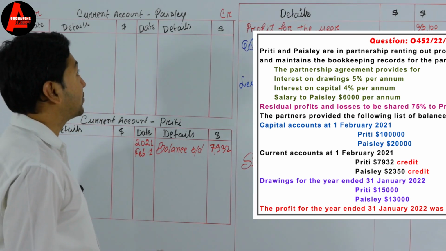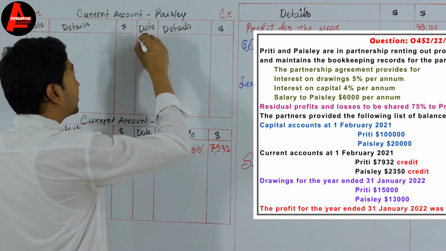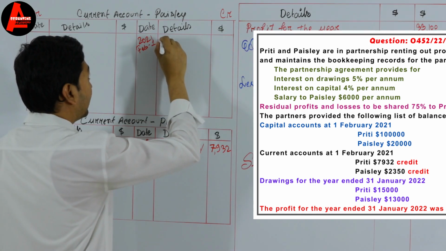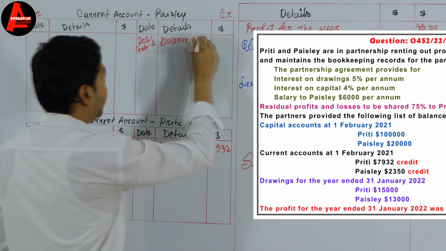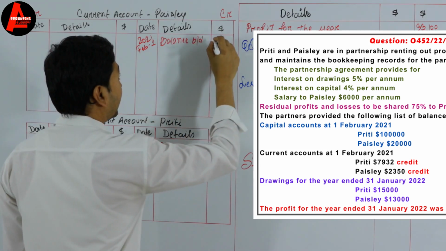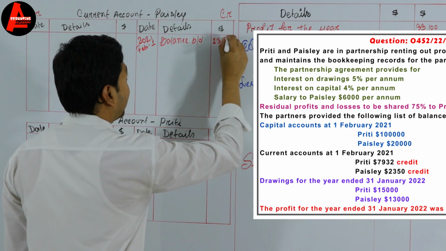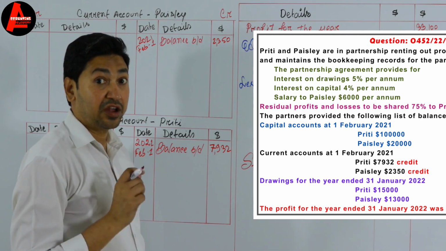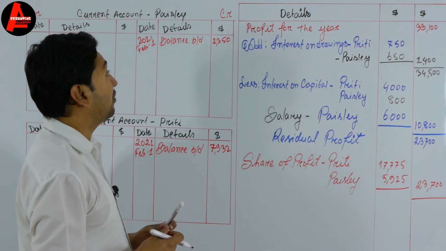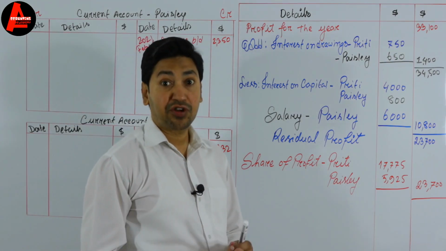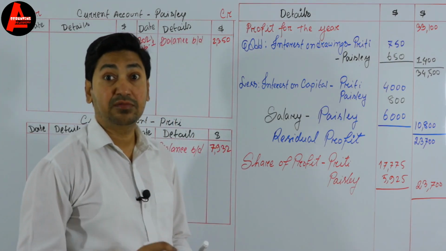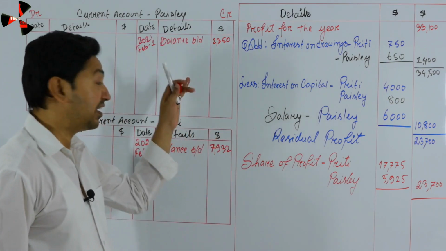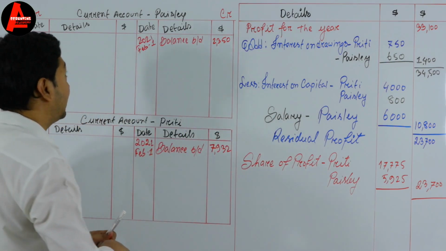So we will now write balance b/d for Paisley, okay? Let us write the date first, 2021 February 1st. We will write balance b/d. For Paisley the balance b/d is $2,350. Great, we wrote balance b/d, so both the balances are credit balances, okay? Now we will write drawings and interest on drawings. I said these two items will always appear on the debit side, and the rest of the items will appear on the credit side, okay? So let us write drawings.